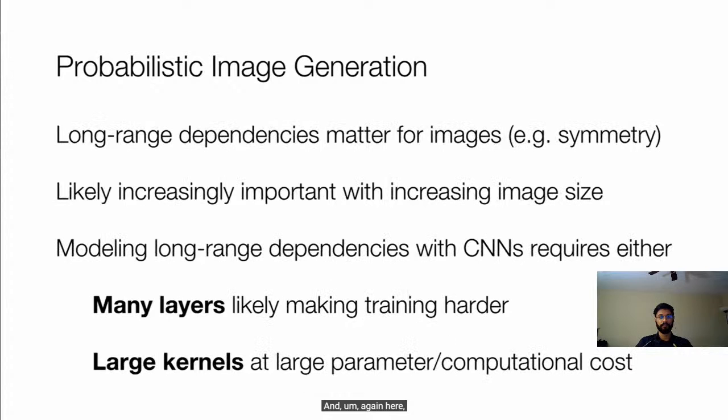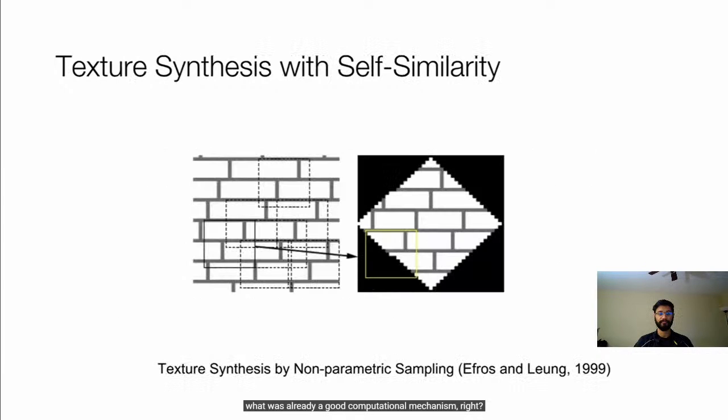Originally the argument was that in images you want symmetry: if you have a face, you want one ear to match the other. If you had a large receptive field, which you could potentially get with attention at a lower computational cost, it should be quite beneficial for images, and you wouldn't need many layers, like you do in convolutions, to get dependencies between far away pixels. So it seemed like self-attention was already a good computational mechanism, right? But it was interesting to see how it even naturally modeled self-similarity.